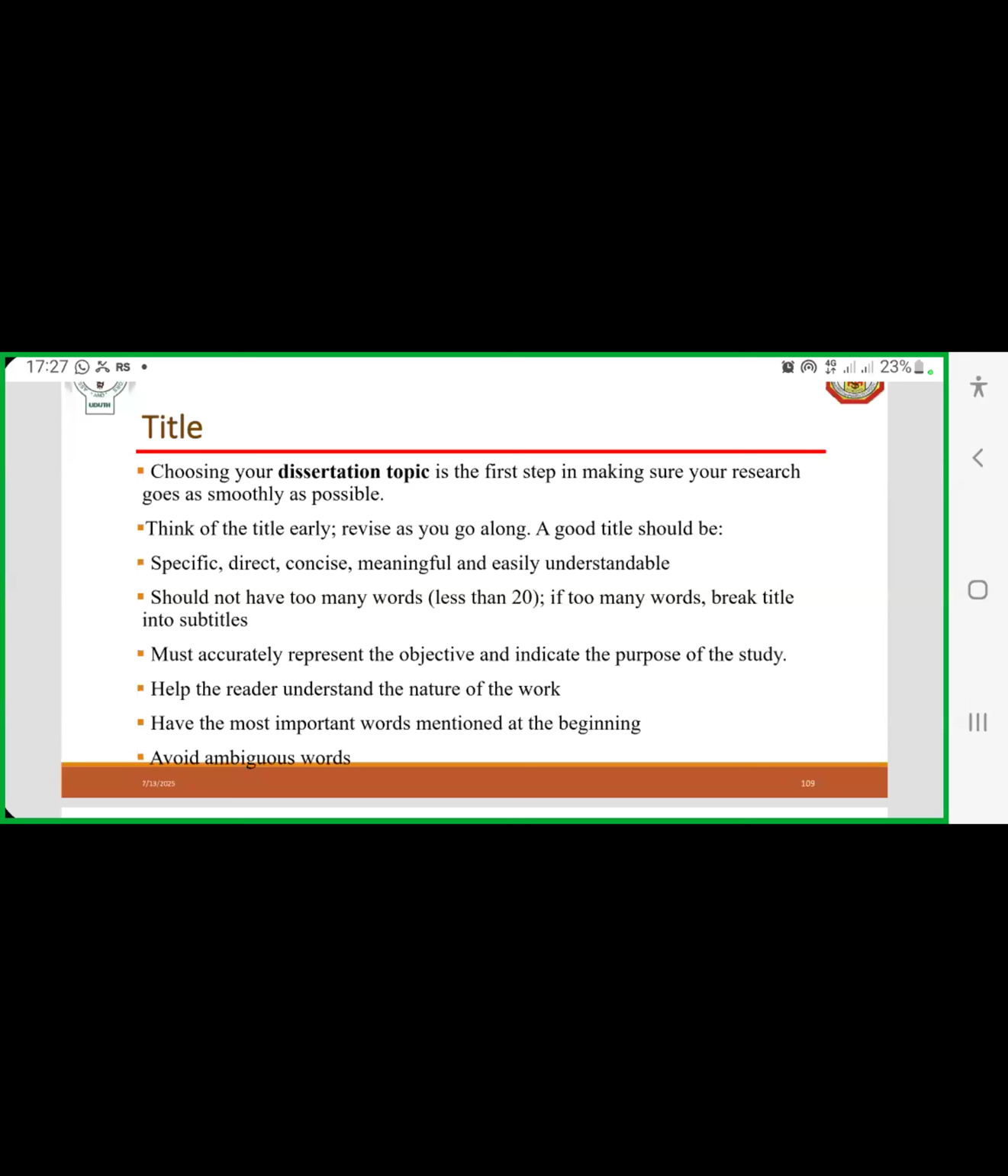Avoid ambiguous words. You should avoid all ambiguous words that you think are not necessary. All words that are not necessary, avoid them in your title. Next.